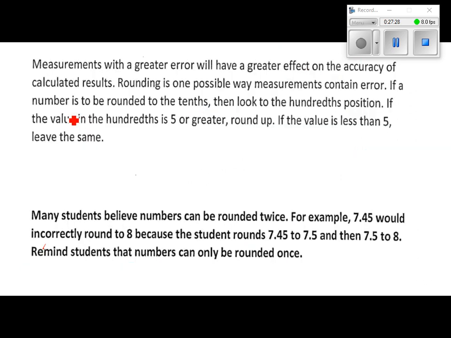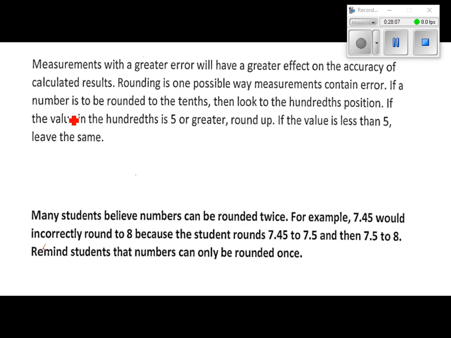Measurements with a greater error will have a greater effect on the accuracy of calculated results. All they're saying there is, the more you round this off, what does that do to your final answer if you're using this for other things? It changes it, doesn't it? Makes it farther off. If we had 42.6 and some of you rounded it off to 42.6, and somebody else said, I'm just going to round it off to 43 because that's easier, it's going to make it less precise, less accurate.